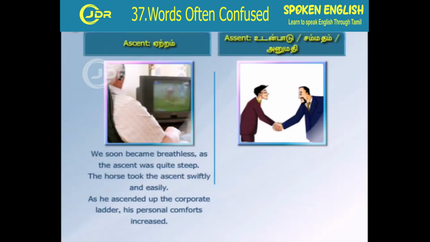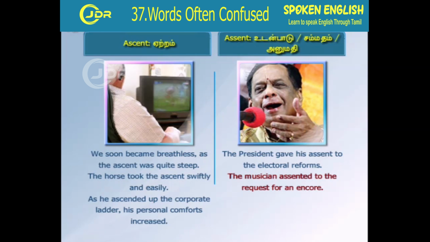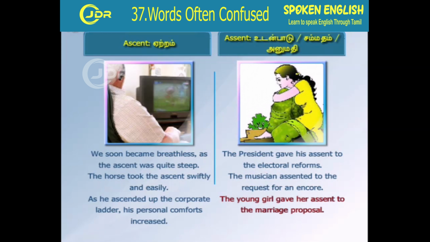Assent. உடன்பாடு, சம்மதம், அனுமதி. The president gave his assent to the electoral reforms. The musician assented to the request for an encore. The young girl gave her assent to the marriage proposal.